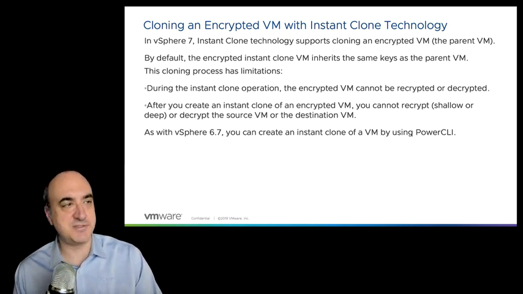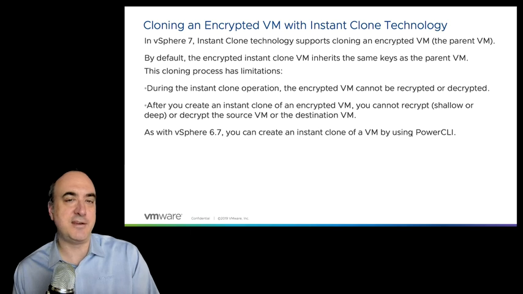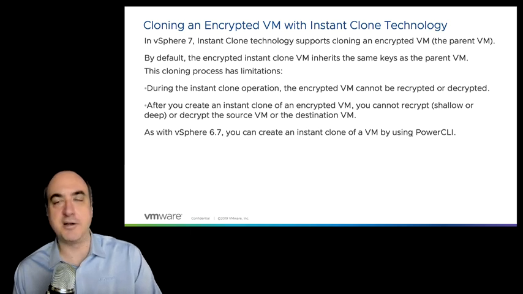We now have them in vSphere 7 as well, with the basics where you are quickly making a snapshot and then having a new small child instance of the VM off of the source. Now, imagine if you have a child VM off of the source, you're not going to have two different VMs with different encryption keys because they are really just the same VM with a parent-child kind of association. So the encrypted instant clone will inherit the same keys.